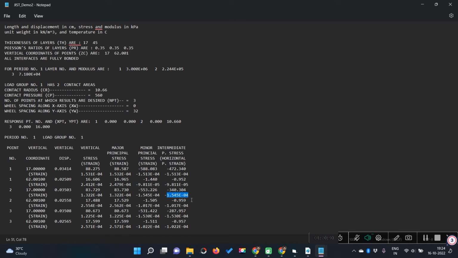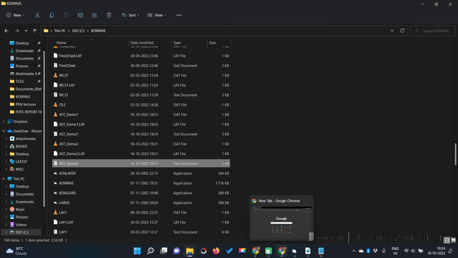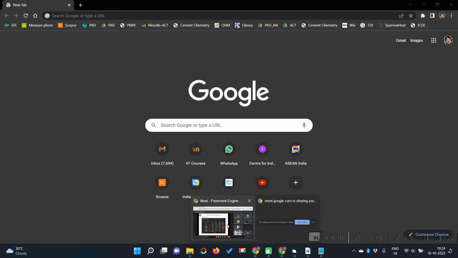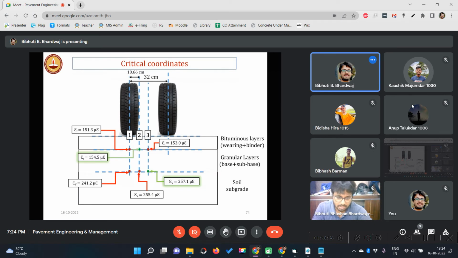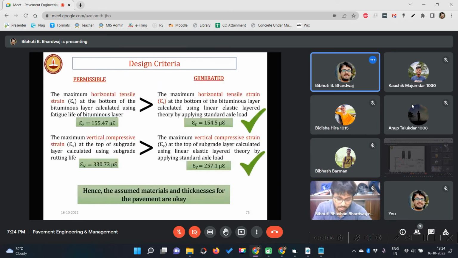All right. So can you switch back to my second screen? Yes, sir. Okay. So 257.1 and 154.5 microstrain. So in this case, again, this value should be different. The highest is under these 2 points. So now both are okay. Hence the assumed materials and thicknesses for the pavement are okay.